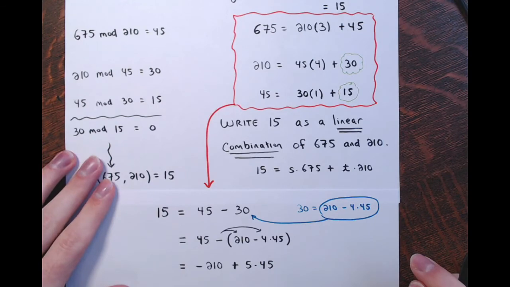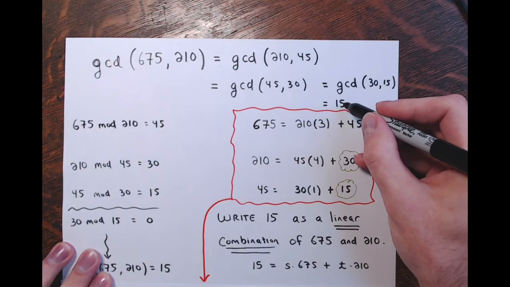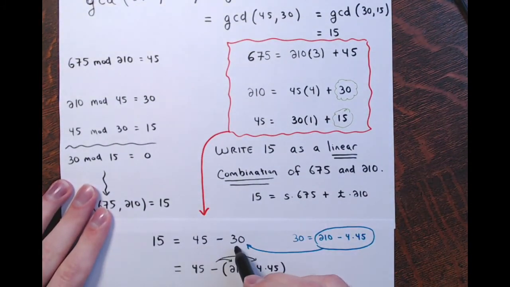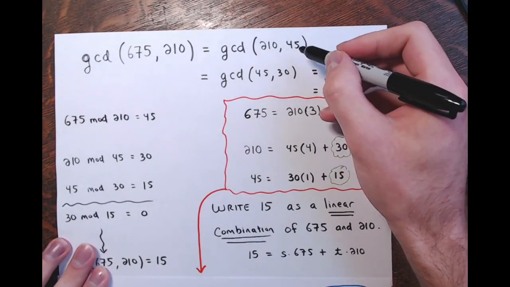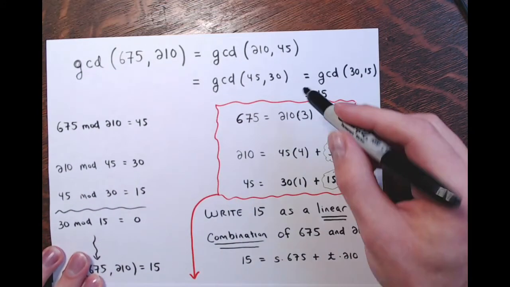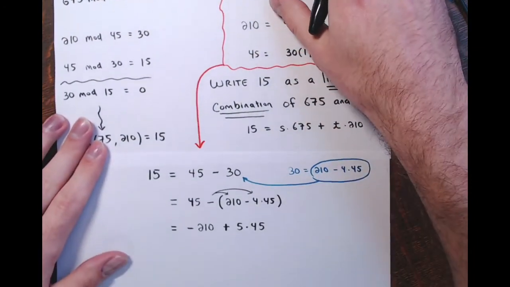Okay. So basically I'm just going backwards. First I wrote 15 as a linear combination of 45 and 30, right? 45 minus 30. Now I'm writing 15 as a linear combination of 210 and 45. See, it's negative 1 times 210 plus 5 times 45. So I just need to do one more substitution to be able to get it as a linear combination of 675 and 210. Right? Just keep going backwards.